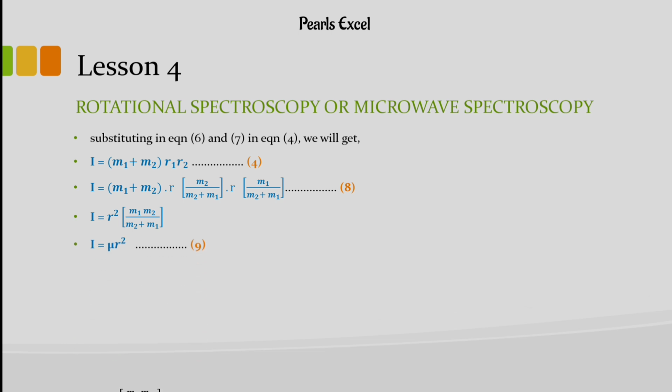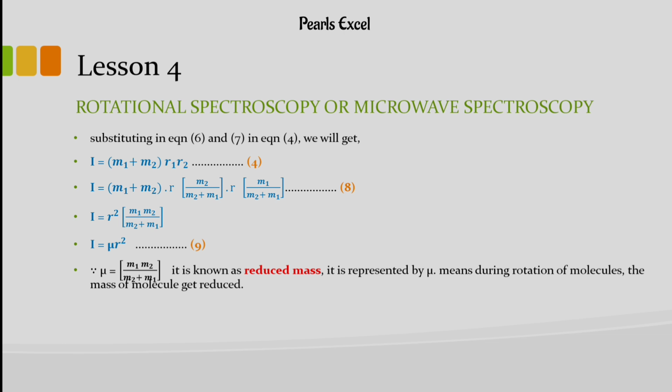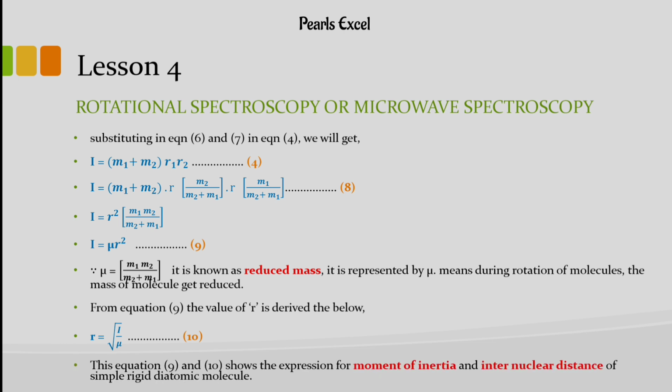Where mu is known as reduced mass, represented by the symbol mu. It means that during the rotation of the molecule, the mass of the molecule gets reduced. So from equation 9, the value of r is derived as below, that is, r is equal to square root of I divided by mu. Assign this as equation number 10. These equations 9 and 10 show the expression for moment of inertia and internuclear distance, meaning bond length, of a simple rigid diatomic molecule. Hope you understood the derivation very well, but still if you have any doubts regarding this, ask me for the same.